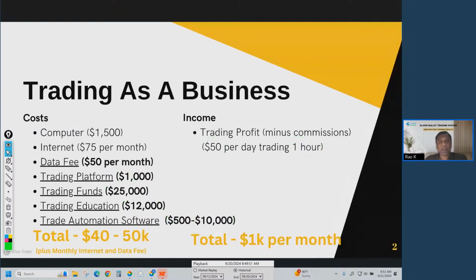All right. So here we see that total cost is about $40,000 to $50,000. If we add all of these up, it's $40,000 to $50,000. And if you make $50 per hour by trading 1 hour, you can trade more, but our webinar, our program is about you being able to trade only 1 hour and enjoy the rest of your day.